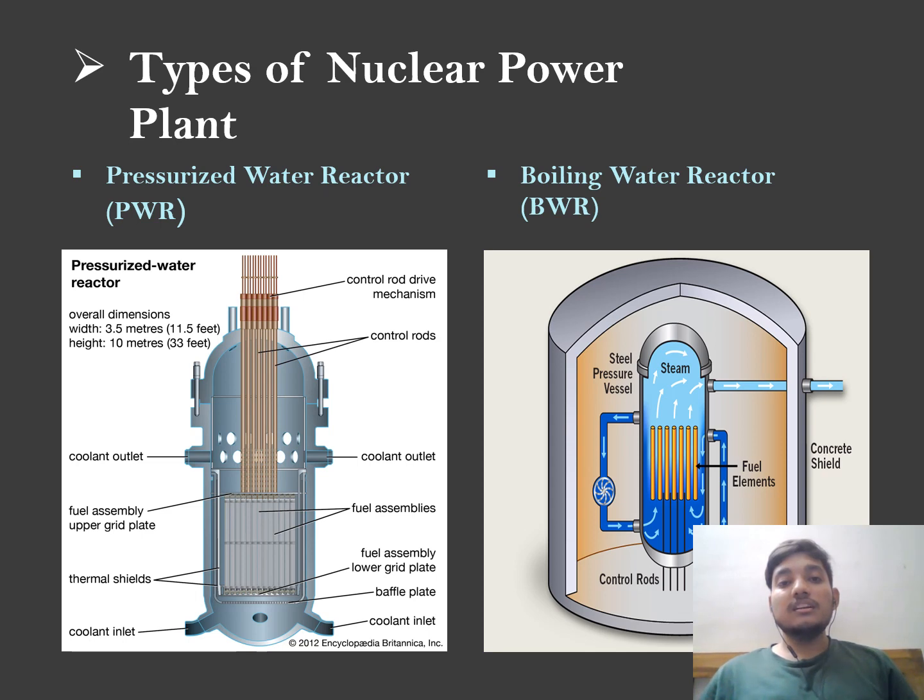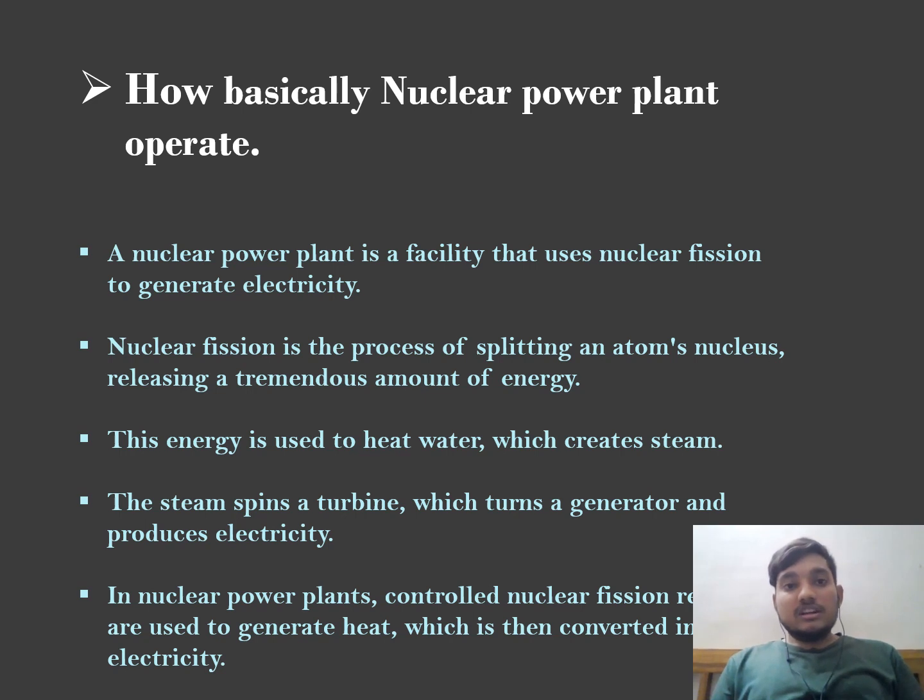BWRs are similar in design to PWRs, but they have some unique safety considerations due to the direct use of steam from the reactor. Now, the question arises, how does a nuclear power plant actually operate? Basically, a nuclear power plant is a facility that uses nuclear fission to generate electricity. Nuclear fission is the process of splitting an atom's nucleus, releasing a high amount of energy. This energy is used to heat water, which creates steam. The steam spins a turbine which turns a generator and produces electricity.